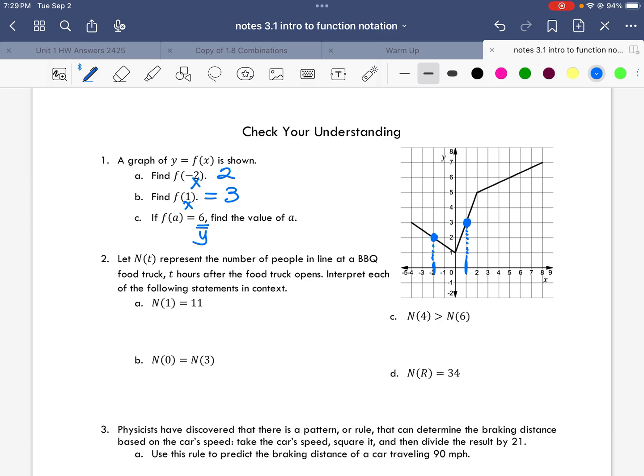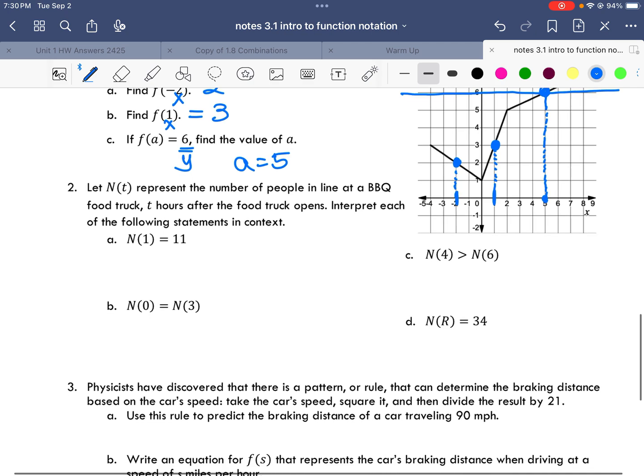So let me go up here. Here's where the output is 6. So now I need to figure out what was the input. So let me just follow this back down. I'm just kind of using this graph backwards now. That means A was 5. When I put 5 into this function, it shows me right here, when I put 5 in, I get 6 out of the function.